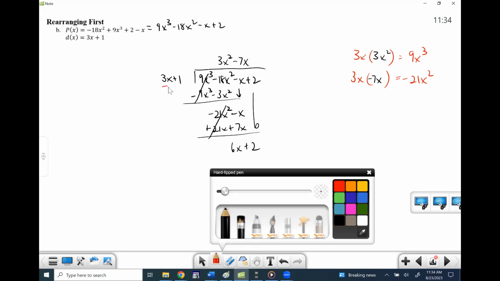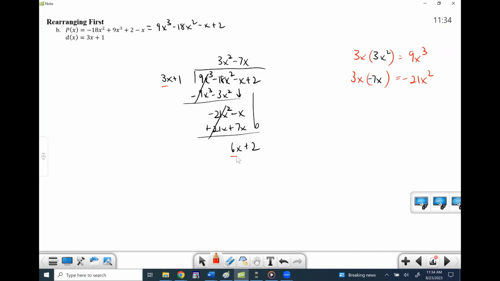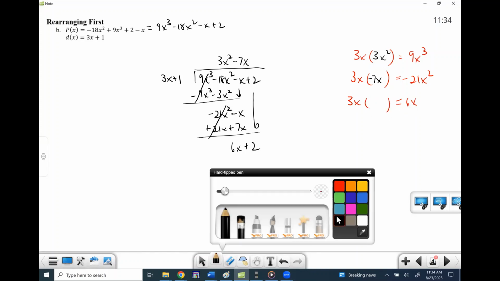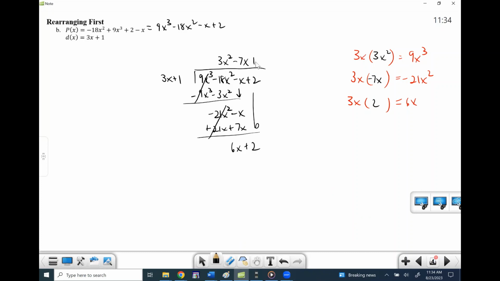It's all about the fronts. So 3x times what gets us 6x? Looks like all we need is just a 2, right? So 2 hits the 3x to give us 6x. Change the sign. 2 times 1 gets us a 2. Change the sign. We actually have no remainder on this one.